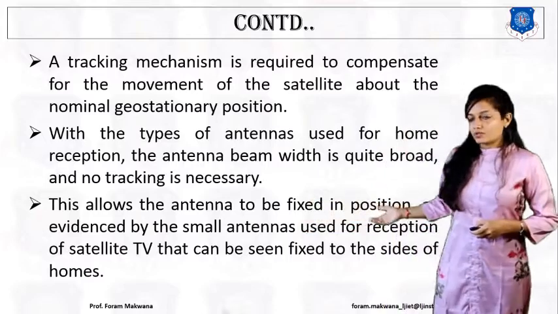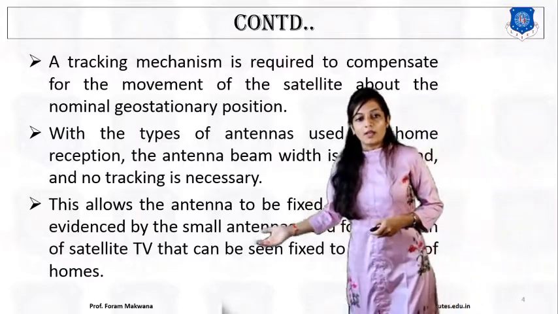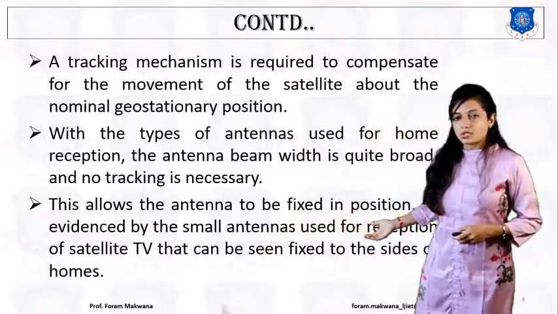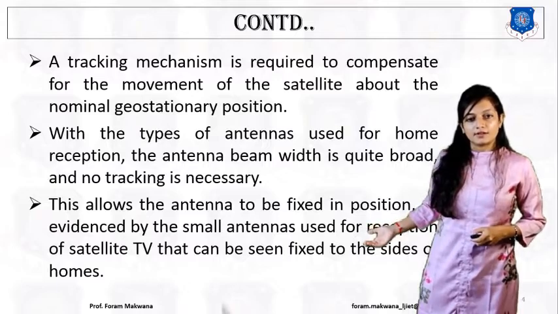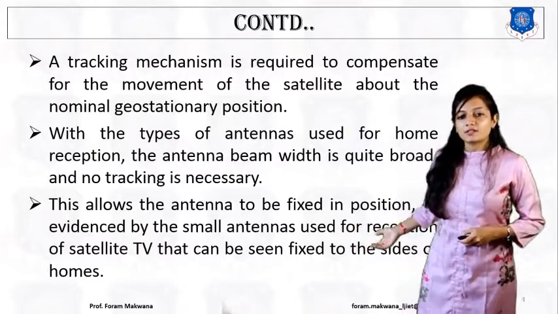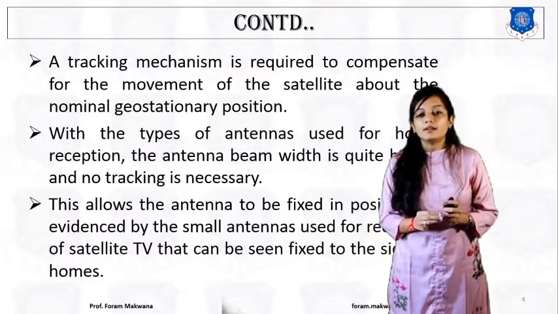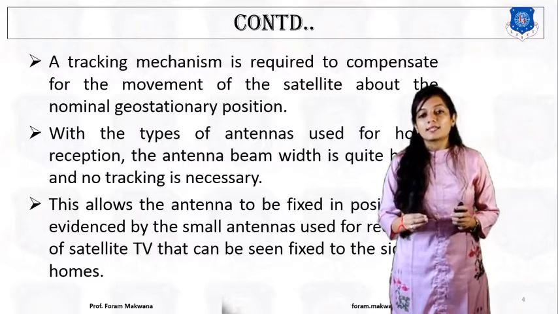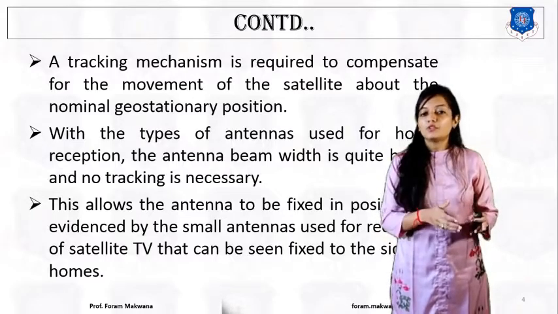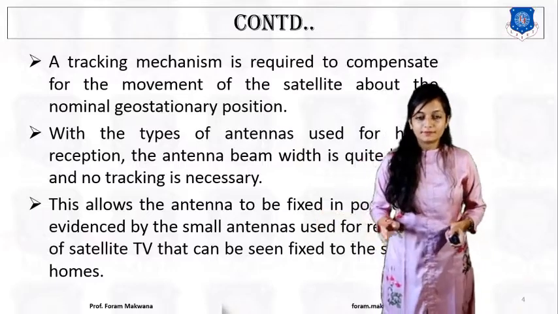So this allows the antenna to be in a fixed position, and we can use a small antenna for the reception of satellite TV. It can be fixed at the side of homes. At which azimuth and elevation angle we get the maximum signal, there we are going to fix our antenna at home. The satellite is continuously moving.